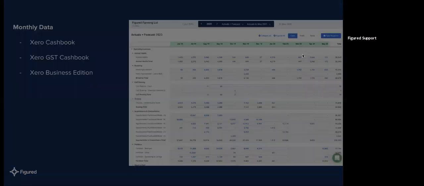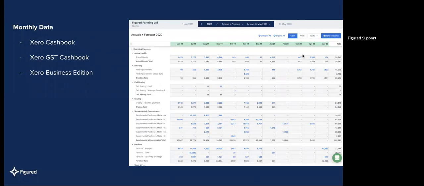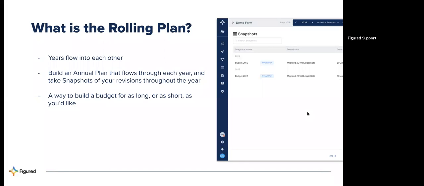And the other view for the other Xero subscription types that are out there is monthly data. Monthly data is great because now all this actual data is coming in from Xero, we can leverage that when building plans. We can compare against actuals as they come through from Xero into Figured in our variance reporting, to see how you're going against plan, so that you're meeting those targets you've set for yourselves.